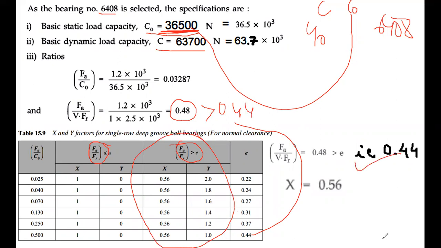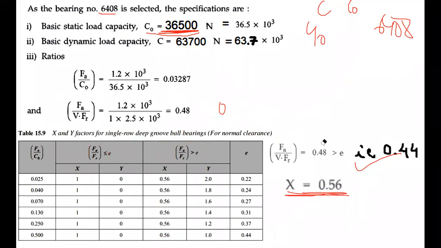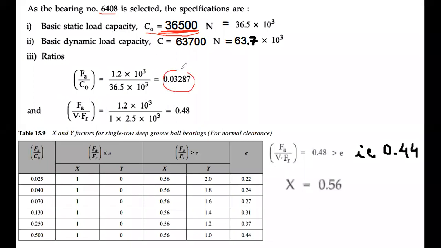It's greater than 0.44, so we are going to choose this table. Everywhere X is 0.56, so it's clear. X is 0.56, right? What about Y? Y we can find out from Fa upon Co, right? Now it is 0.32, sorry, 0.03287. Now see, 0.03 will lie between here somewhere, 0.032. So we will have to do interpolation and find out our Y value.